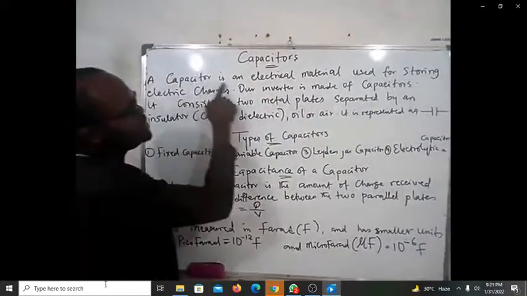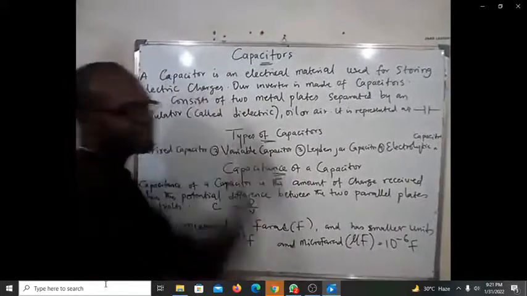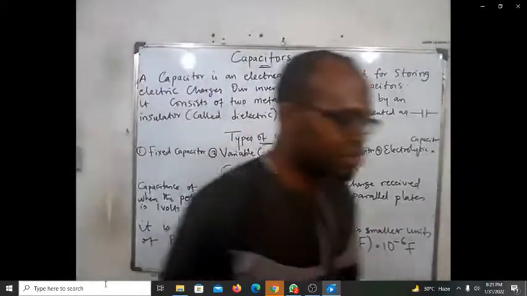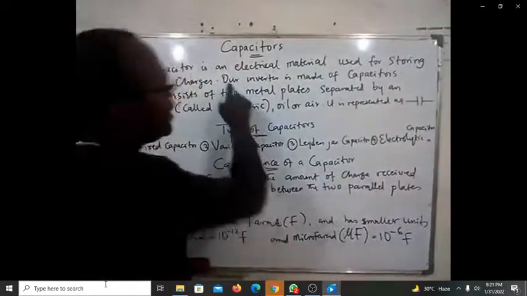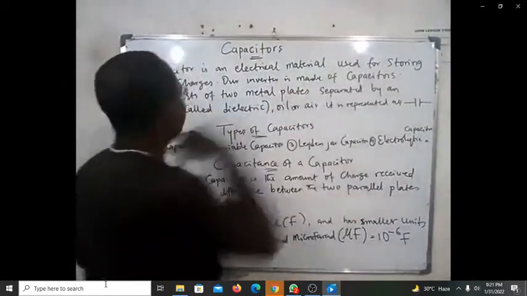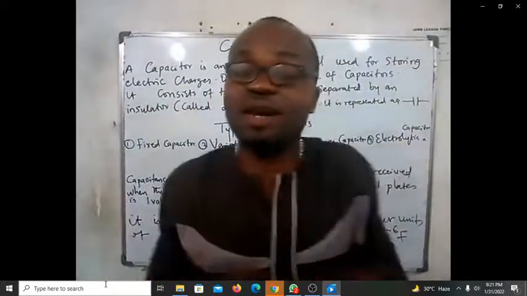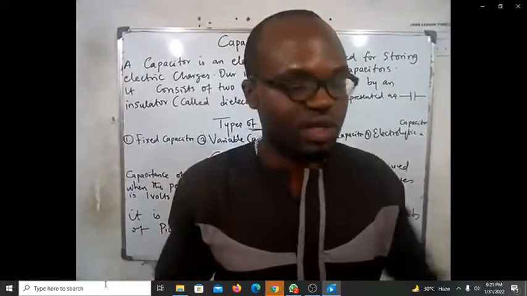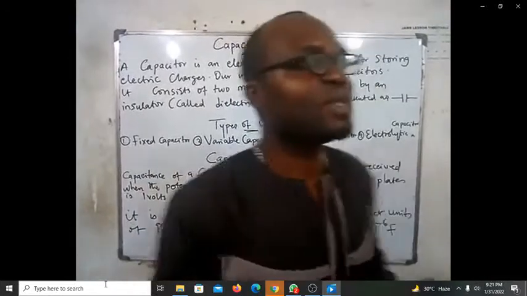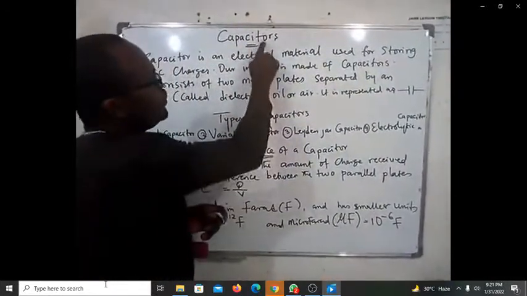So what is a capacitor? A capacitor is an electrical material used for storing electric charges. Our inverters, like I told us, in our houses and in our offices, are made up of capacitors, so that even when there is no NEPA light, no PLC, no electricity, we are still able to have light or electricity.